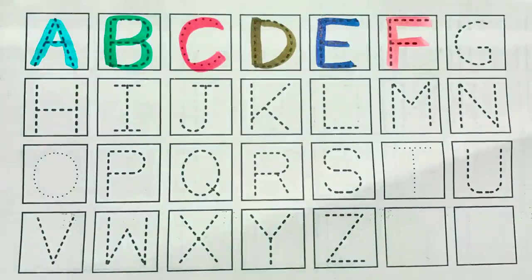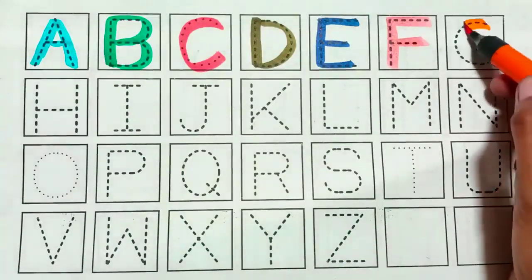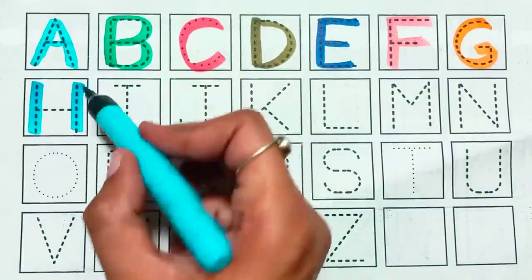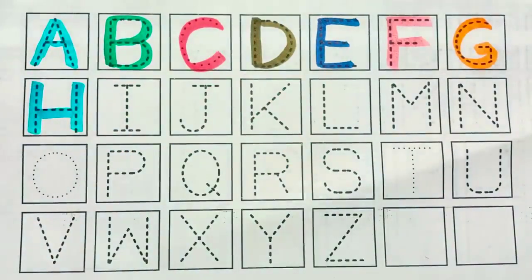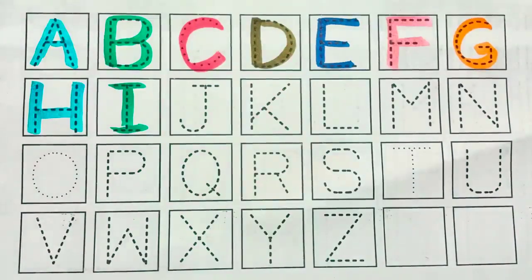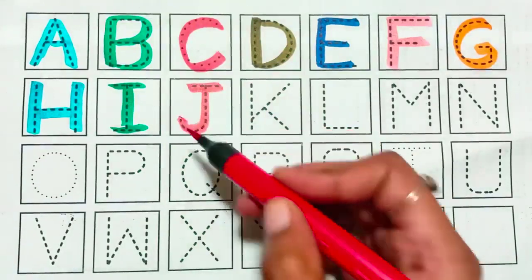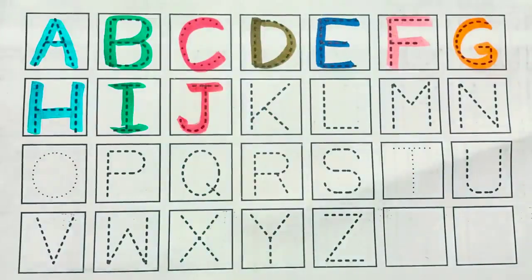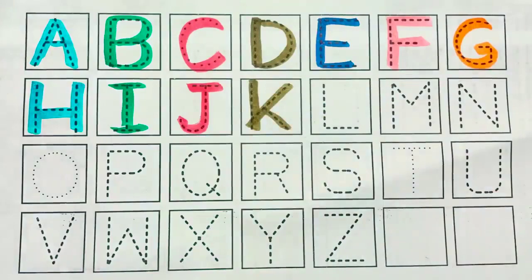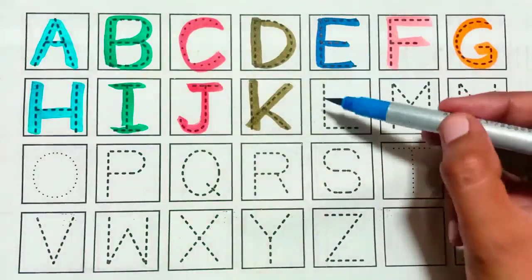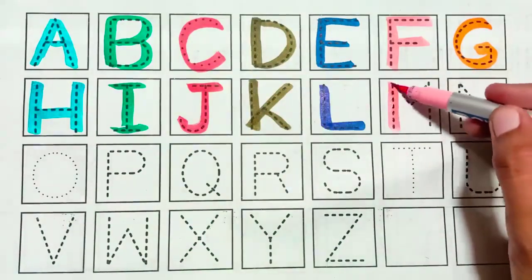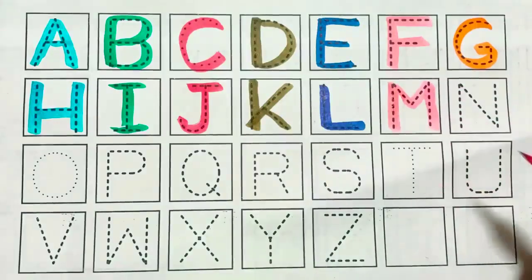G for giraffe. H for hen. I for ice cream. J for jug. K for kite. L for lion. M for monkey. N for nest.